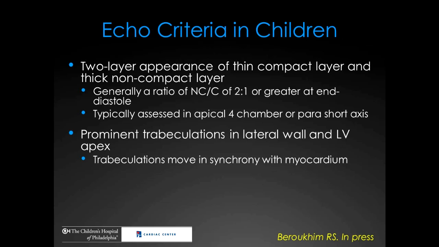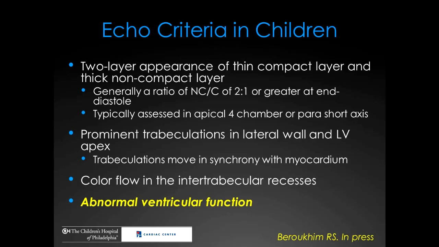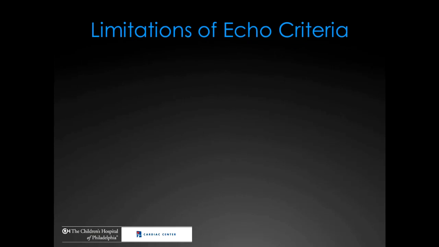We try to identify prominent trabeculations in the lateral wall and LV apex, and these trabeculations move in synchrony with the myocardium. And then we can identify color flow in the intertrabecular recesses. And in most cases, we want to identify that the patient has abnormal ventricular function, but I will show you examples where a patient looks like they have LV noncompaction with normal contractility.